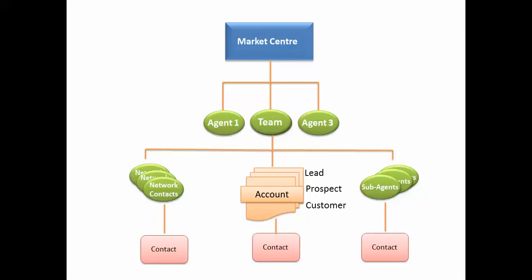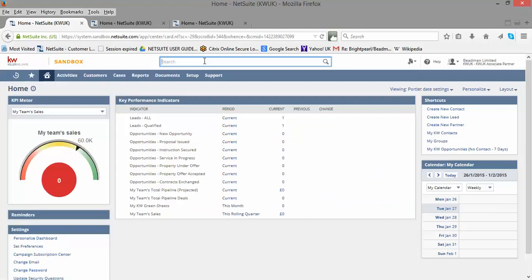To make sure that the contact you create can only be seen by you, you must always link it to your partner record or an existing account that is already linked to your partner record. Before we create a new contact, let's take a look at the relationship between contacts and accounts.